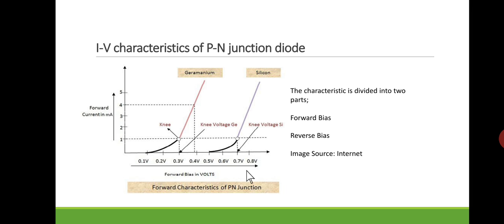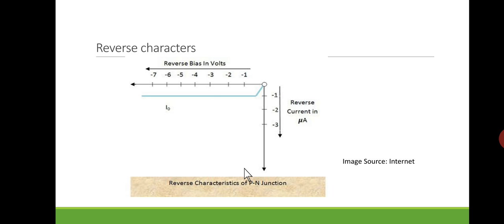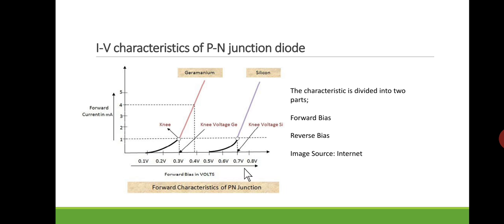Okay, so when it starts conducting, this 0.3 volts for the germanium and 0.7 volts for the silicon, this voltage is called the knee voltage. Okay, this voltage is called the knee voltage.